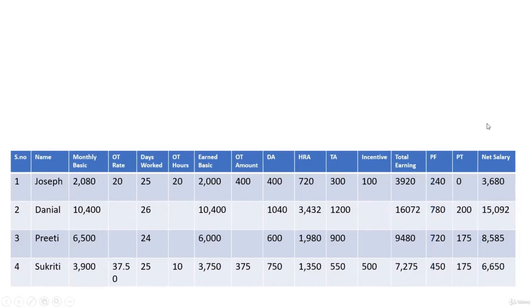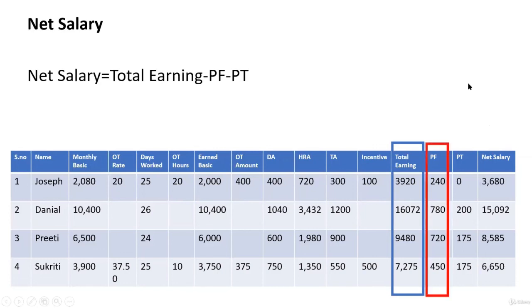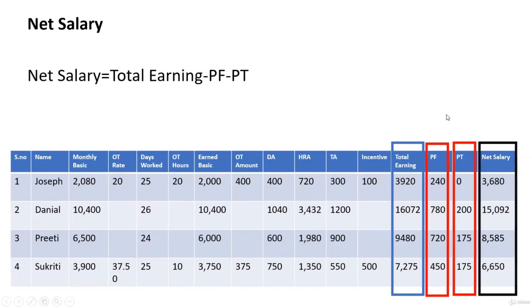So now we have understood the earnings and the deductions of an employee's salary. Now we have come to our net salary, that is the total earnings of the employee minus provident fund, and we'll deduct professional tax. So we'll reach the net salary as shown here. So this is all about the payroll structure and the calculation of the net salary.